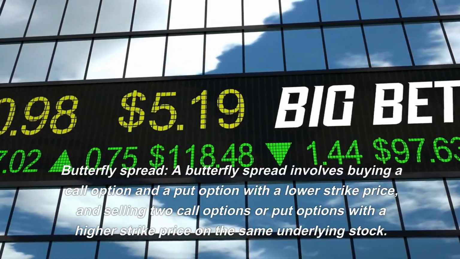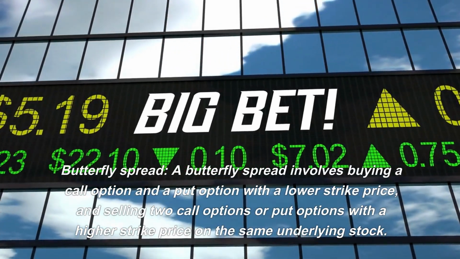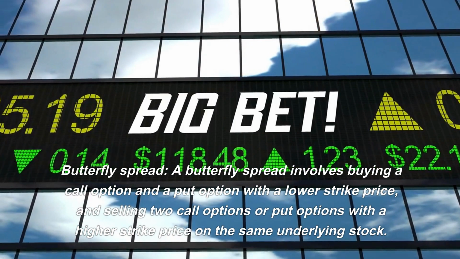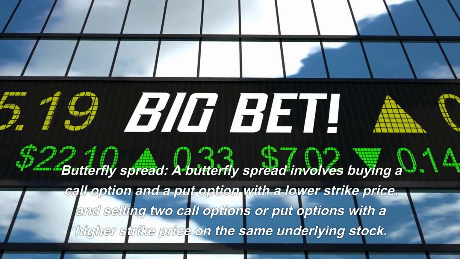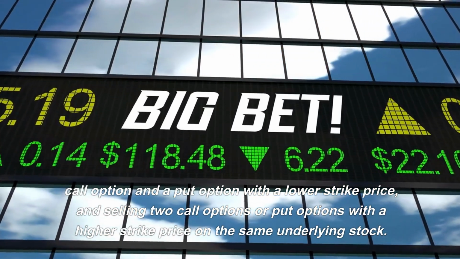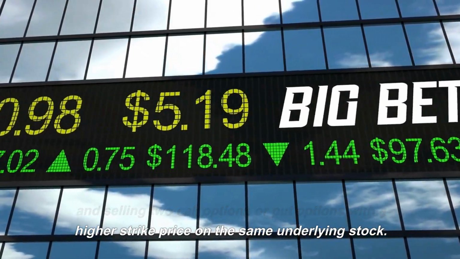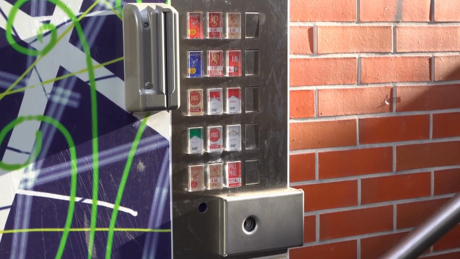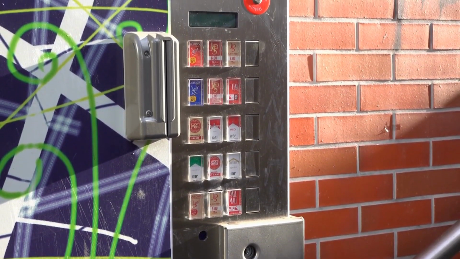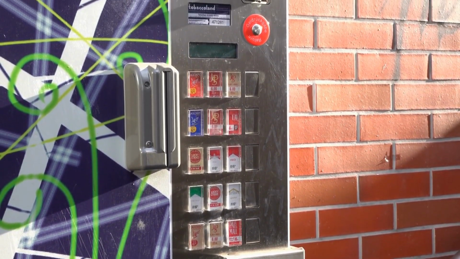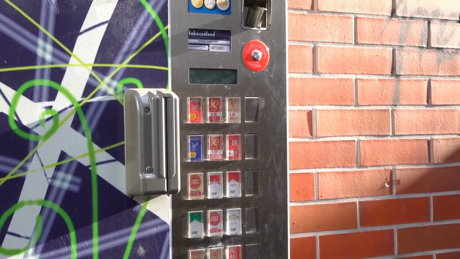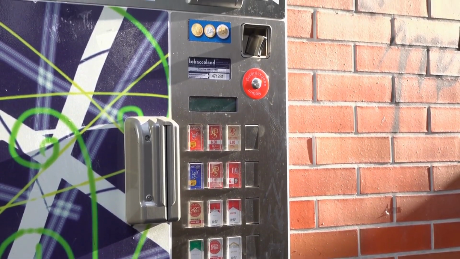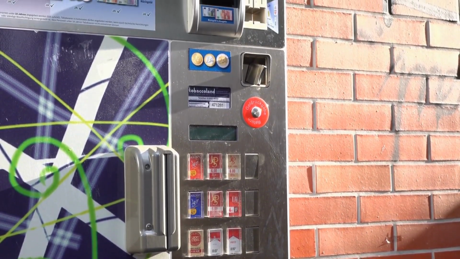Butterfly spread. A butterfly spread involves buying a call option and a put option with a lower strike price, and selling two call options or put options with a higher strike price on the same underlying stock. This strategy allows the trader to profit from a narrow range of stock price movements while also limiting the potential loss to the difference between the two outer strike prices minus the premium received for selling the higher strike price options.